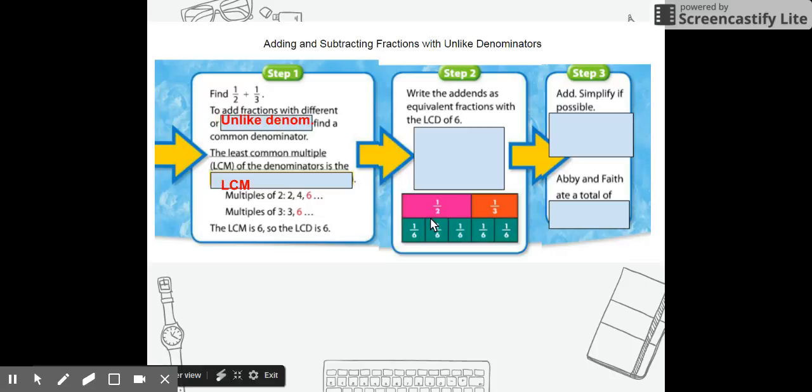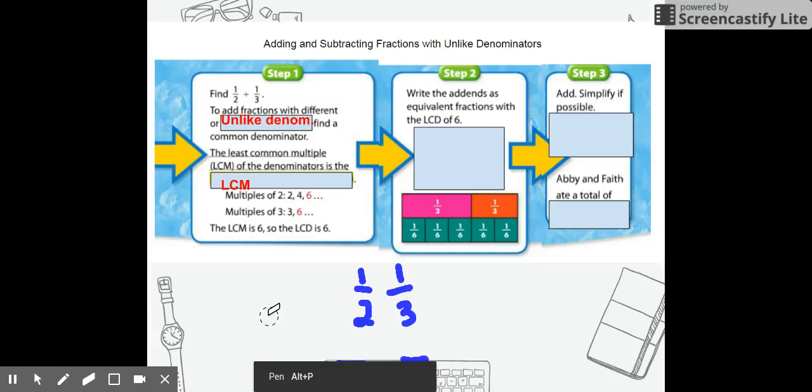So fill in those two, and then over here, it says write the addends as equivalent fractions with the LCD of 6, so they tell you what the least common denominator would be. If you look right here, they give you the two fractions they want you to use. So you have 1/2 and 1/3, and then it tells you the LCD is 6, and if you think about it, the least common multiple of 2 and 3 is 6. So this is what you have to do whenever you're working with fractions.